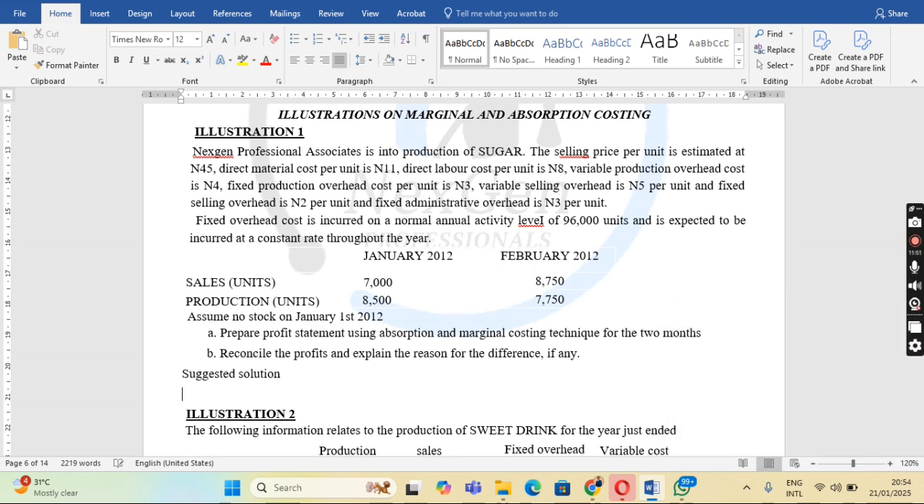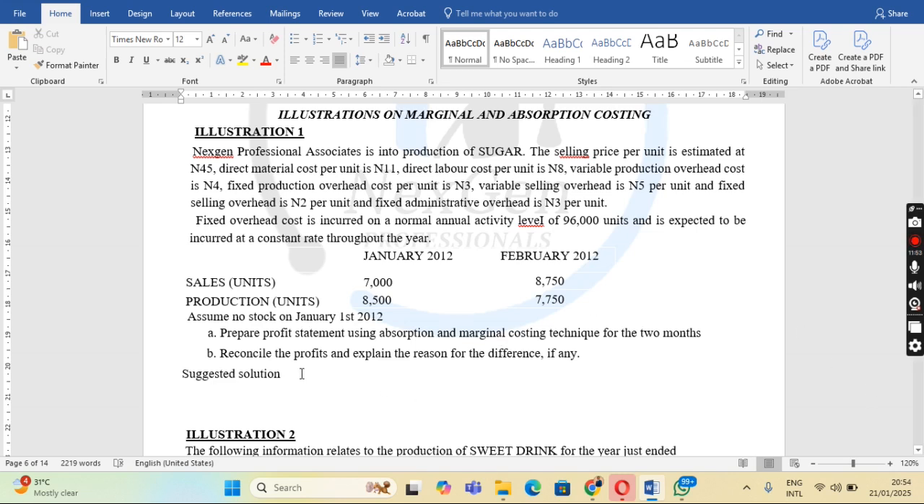So, suggested solution, right? Now, if this is established from our format, what do we have? From the format, first you need to write the name of the company that you are dealing with, and it is what? Next Gen, because your presentation in performance management also matters, right? Next Gen Professional Associate. So if this is established, you put Next Gen Professional Associate.